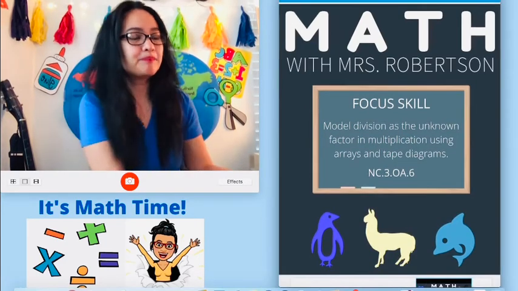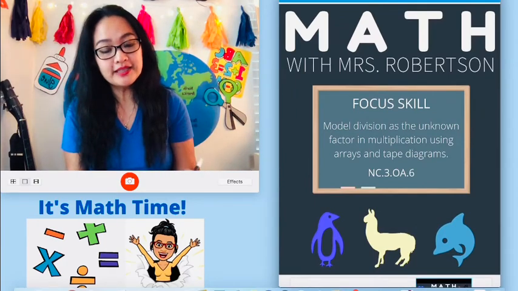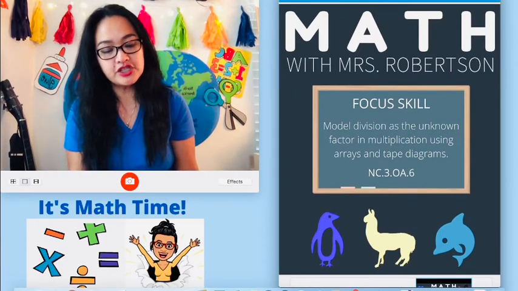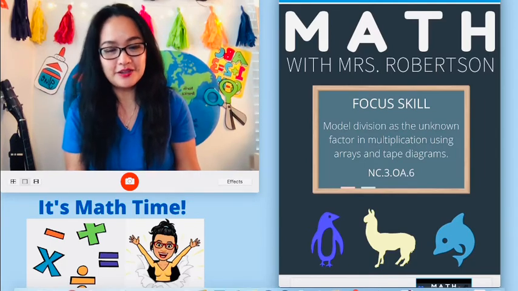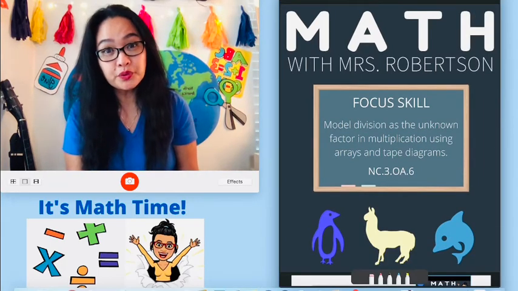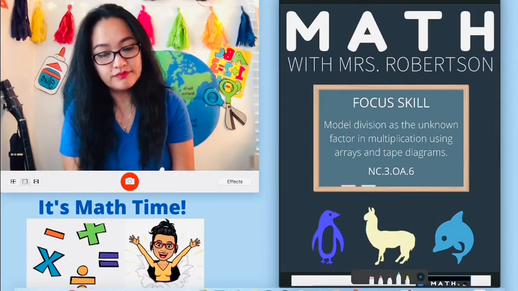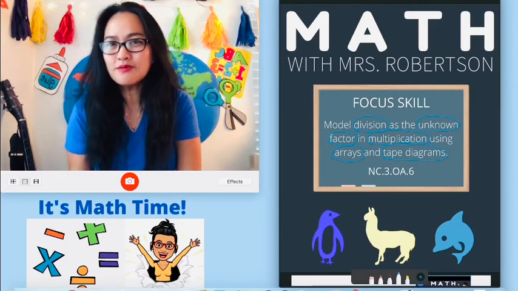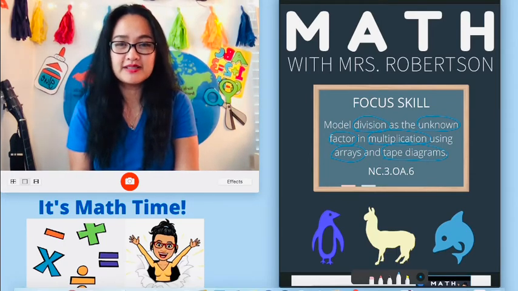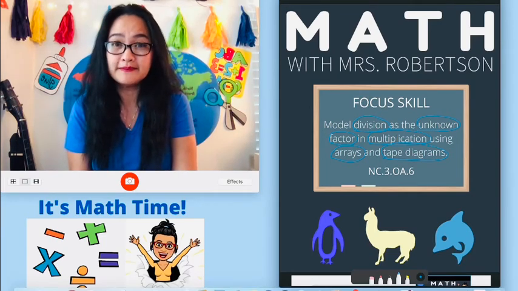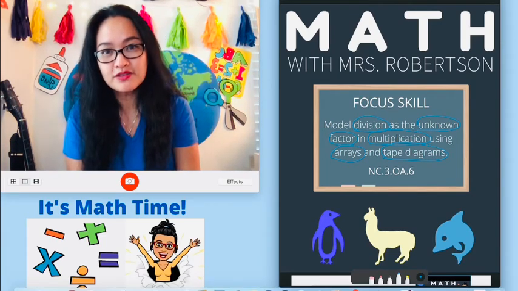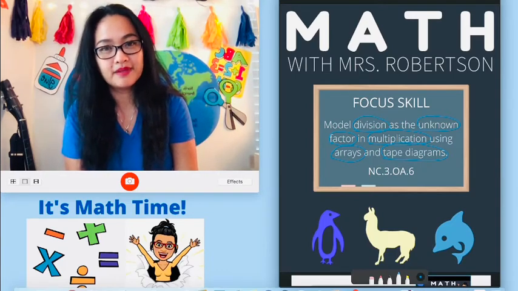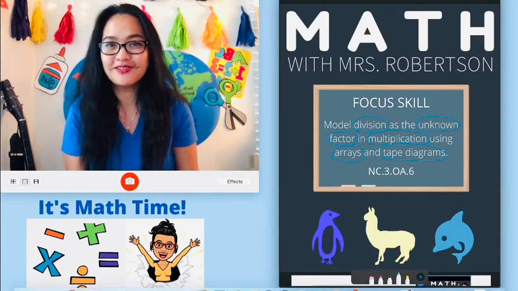Let's see what our focus skill is for this week. It says, model division as the unknown factor in multiplication using arrays and tape diagrams. Now let's mark important words. I see division, unknown factor, multiplication, arrays, and tape diagrams. Alright, these words are actually very familiar to us because we did this in Module 1. We just need to practice using the strategy of multiplication and division, especially when we are solving word problems.